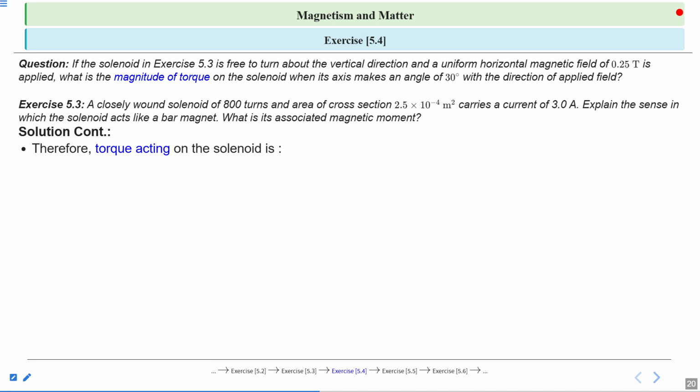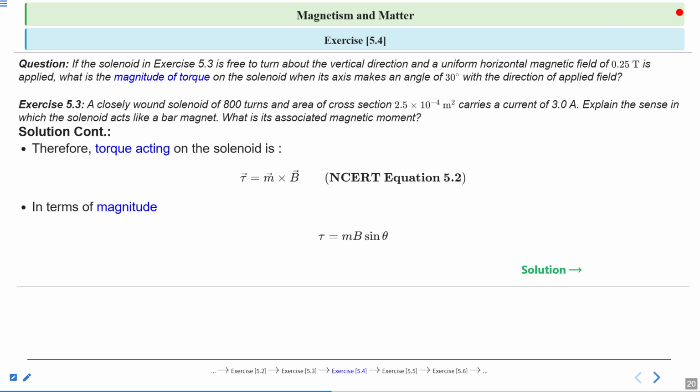So torque acting on the solenoid is given by tau equal to m vector cross B vector, NCERT equation 5.2. And in terms of magnitude, because we have to calculate the magnitude of torque, it will be mB sine theta. We are not considering direction, because we don't know the direction of magnetic moment in a solenoid. We don't know in which direction north pole is there, in which direction south pole is there. We don't know the direction of current flowing through the solenoid. So we cannot determine the direction of torque without knowing the direction of current and the poles of the solenoid. That's why we are only calculating the torque.